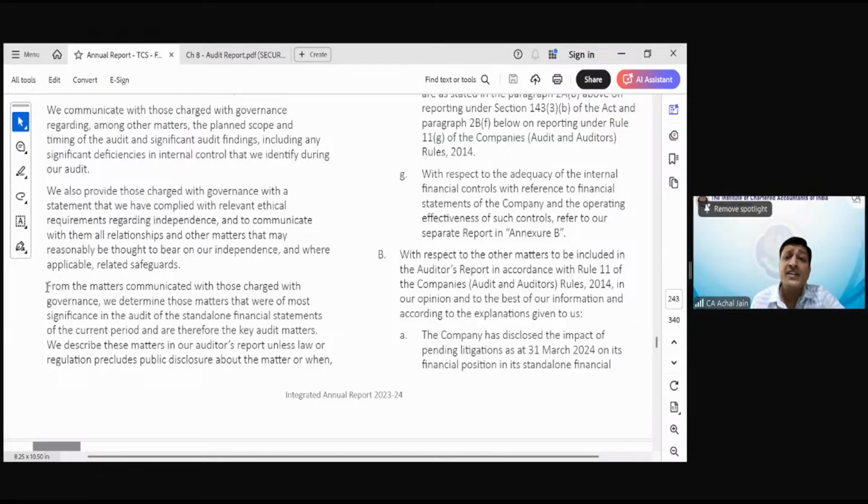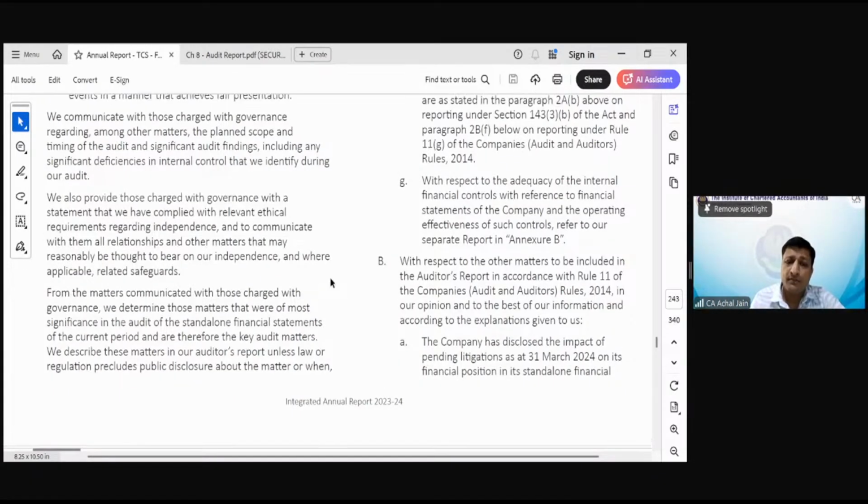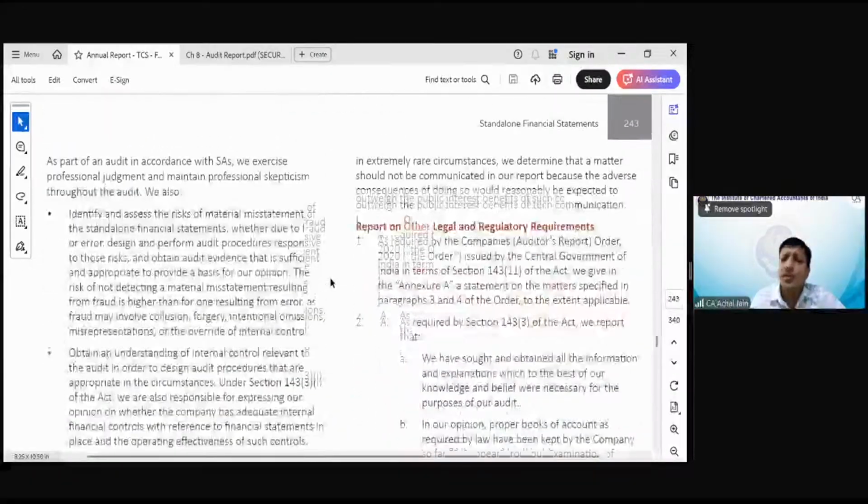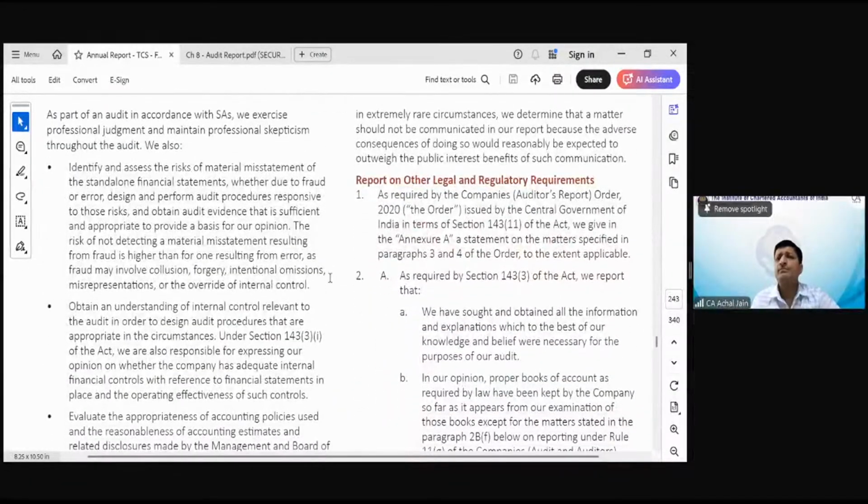Then he says we describe these matters in our auditor's report unless law or regulation precludes public disclosure. So if there is a restriction, then we will not include; otherwise, we will include. So now in this case, each and everything around the auditor's responsibility has been covered.